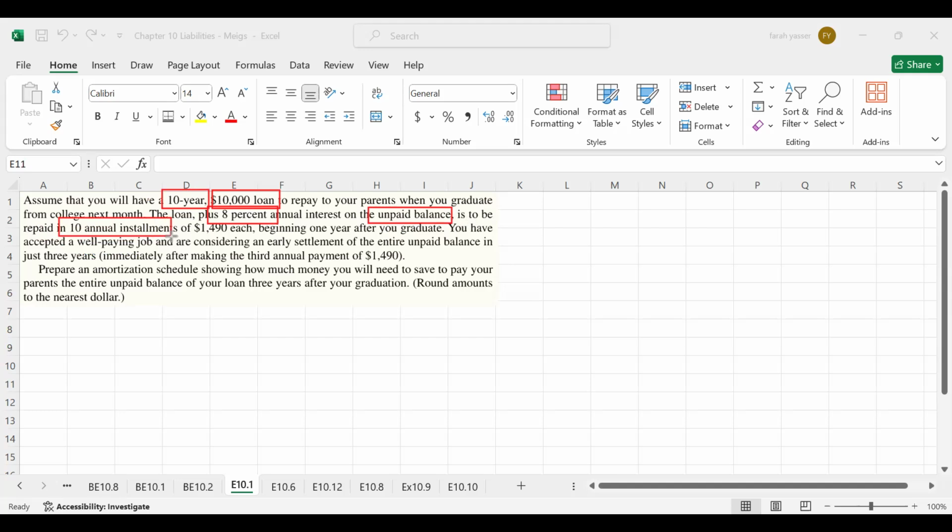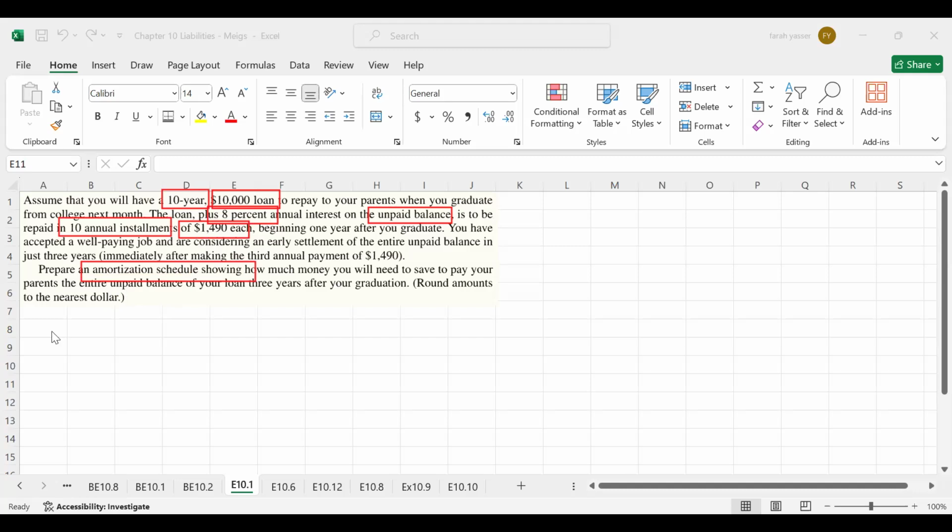Why 10 annual installments? Because interest is payable annually and the time period is 10 years. So there will be 10 equal installments, and you can see the amount, which is 1490 each. 1490 each means the annual payment, as we have just discussed, should be equal each year. So the payment should be the same or even. Now, what is required? Prepare an amortization schedule.